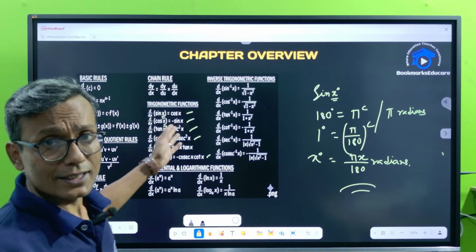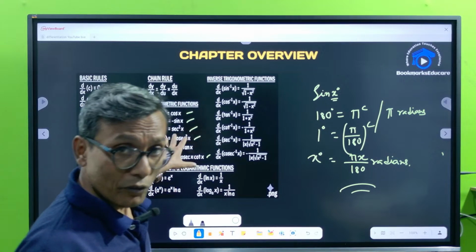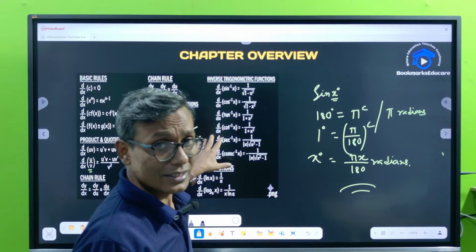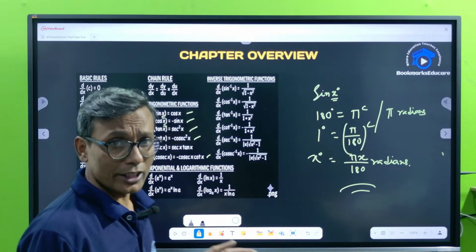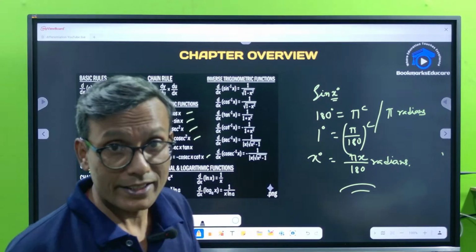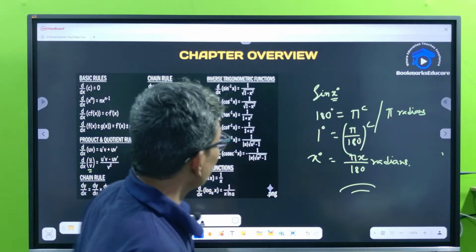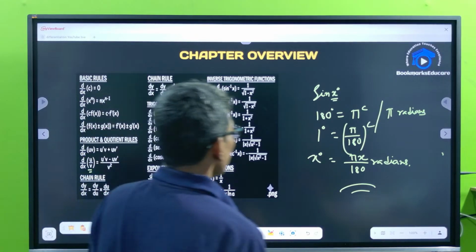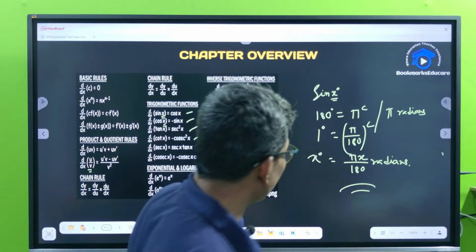Here in the formulas, the angle is given in radian form, so we don't need to convert them, but if it is in degree form, you must convert it into radian. This is the main thing. That is what I have said to you.